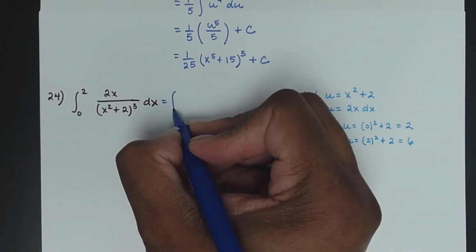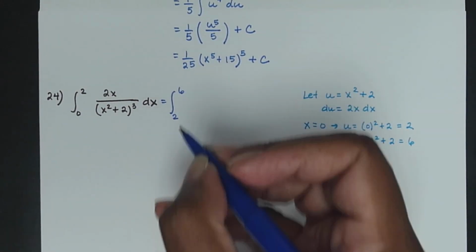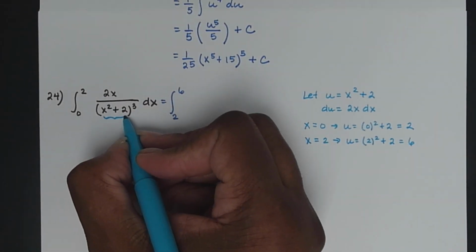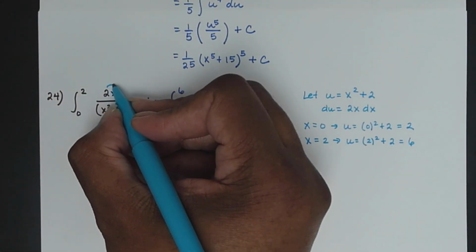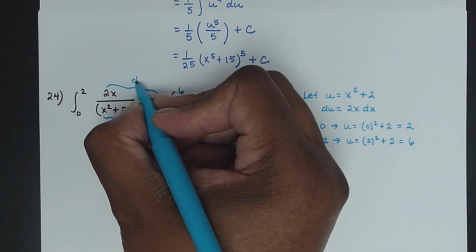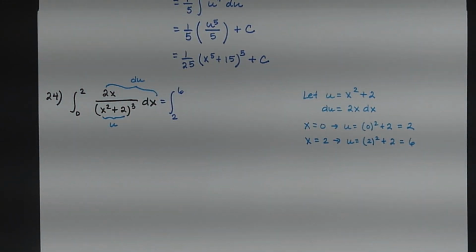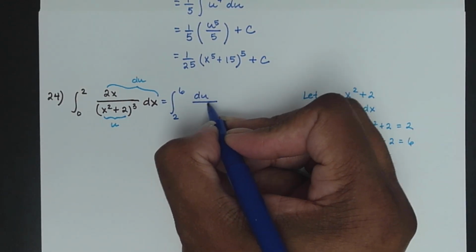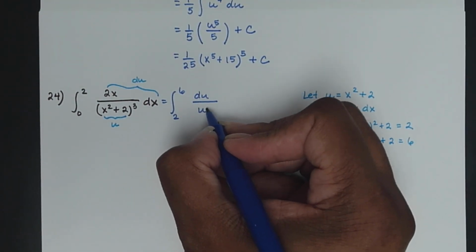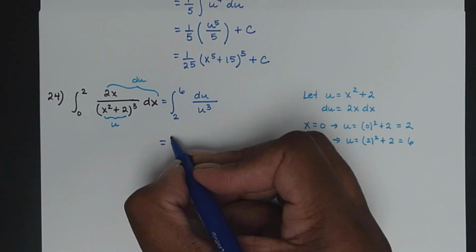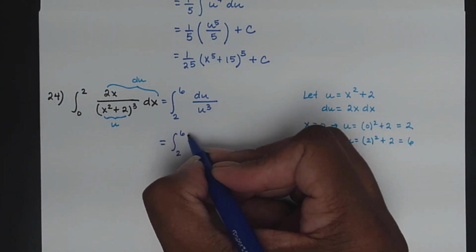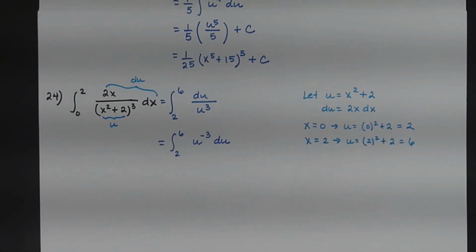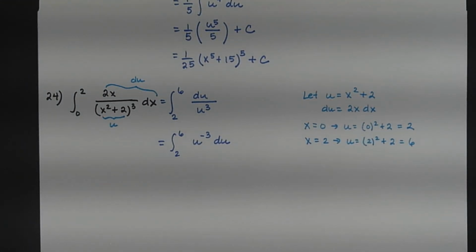So here's what I'm going to have. The integral from 2 to 6 this time. And of course, I'm going to show you my substitution here. The x squared plus 2, that is u. 2x dx is actually du. So here's what I'm going to have: du in the numerator divided by u raised to the third power. And I'm going to rewrite this as the integral from 2 to 6 of u to the negative 3 du. I'm just pulling u to the third out of the denominator, writing it using negative exponents.